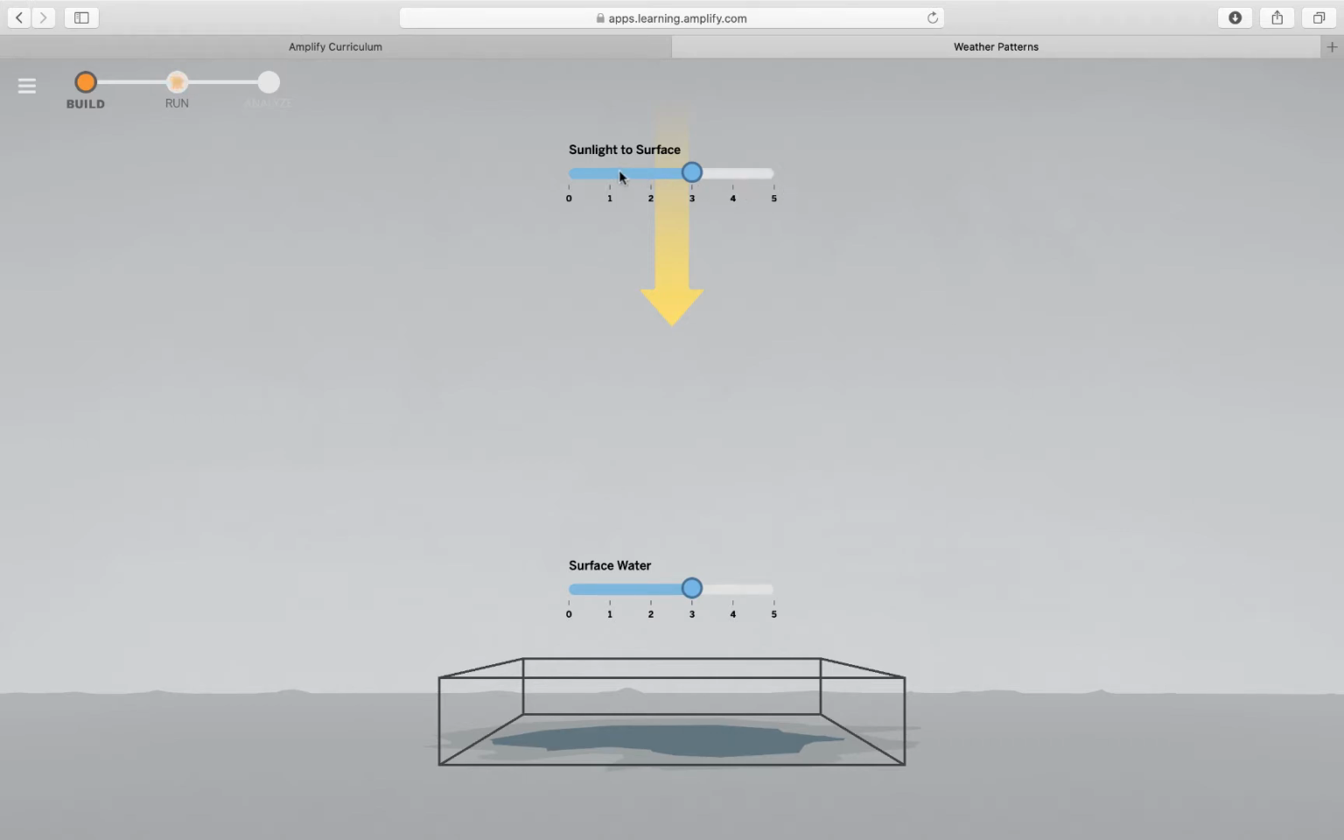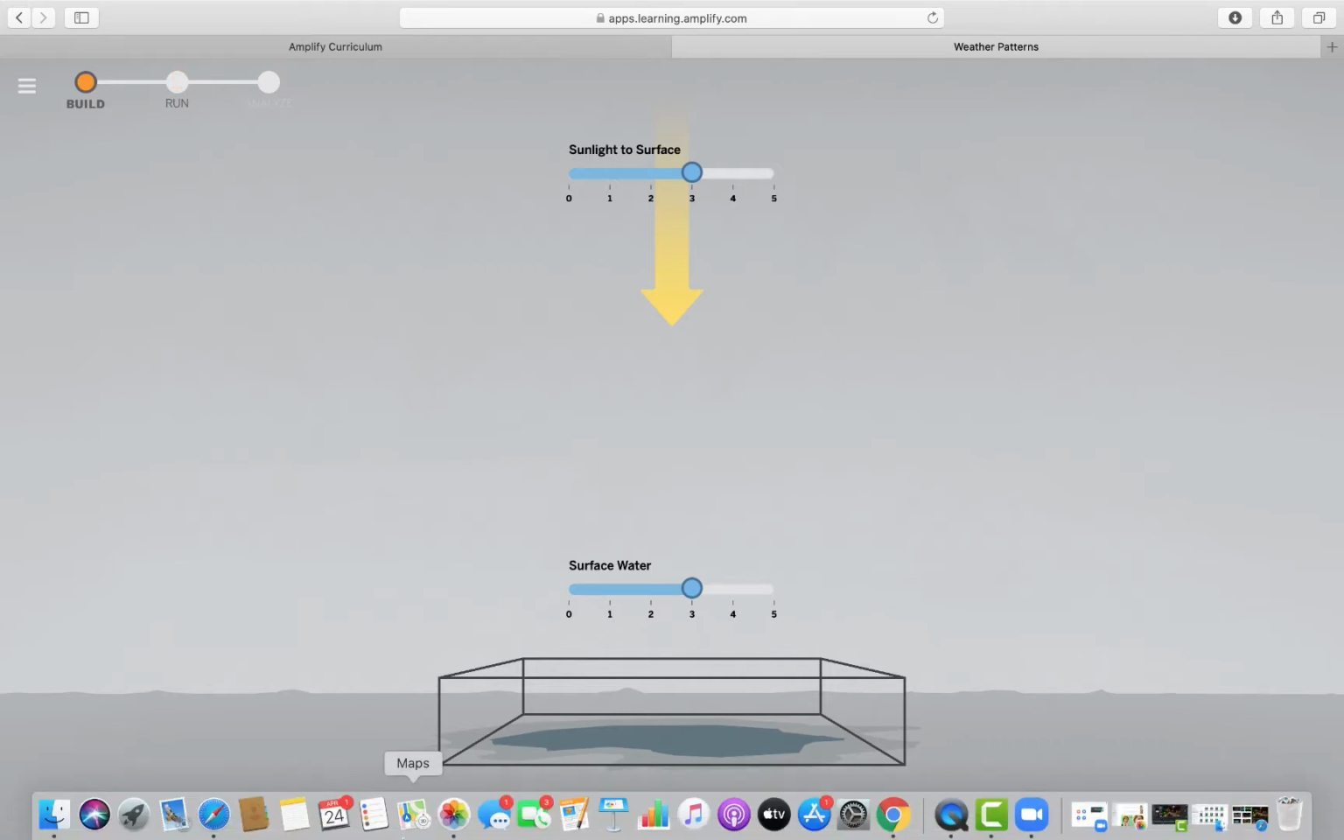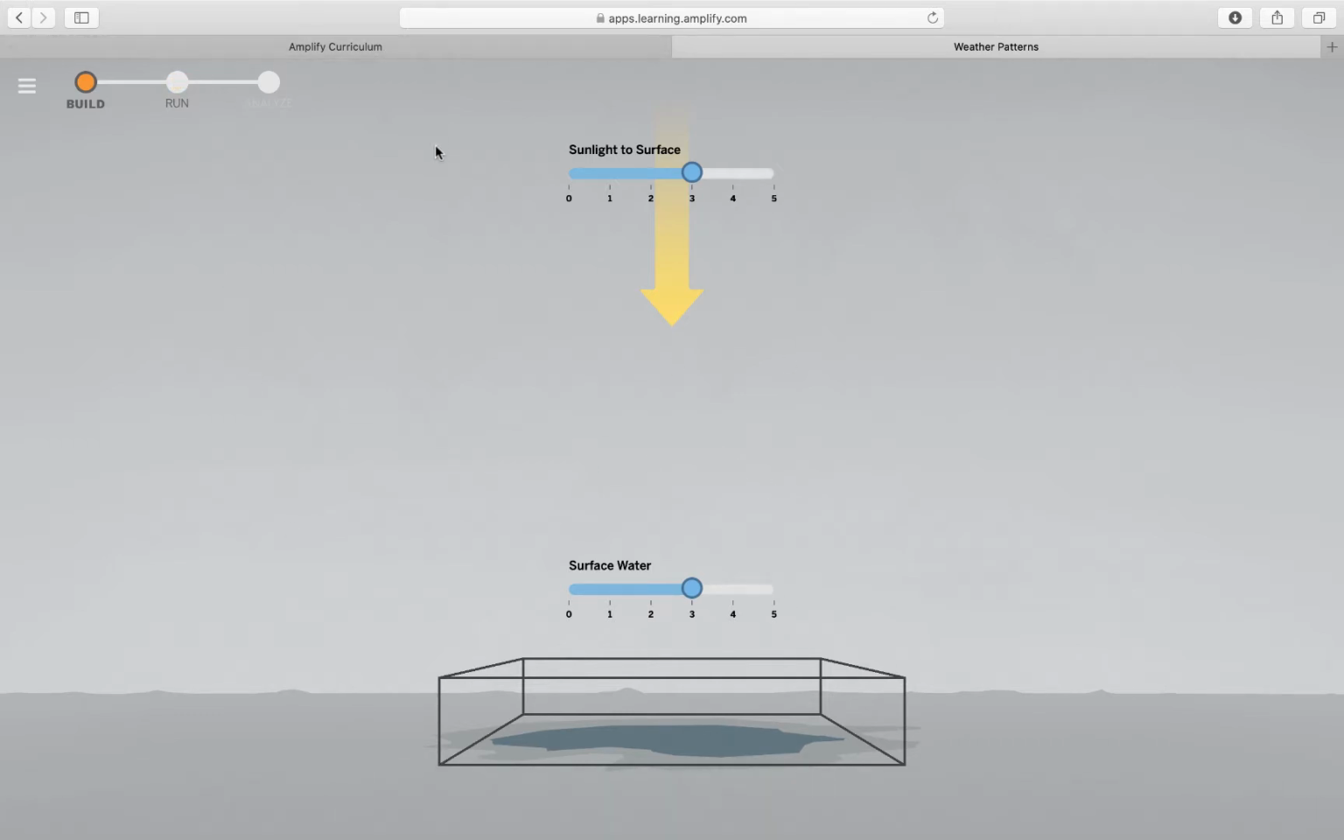You can see we can change the amount of sunlight to the surface, and we can change the amount of surface water. So today, what we are going to do is run 3 different tests trying to make different temperatures of air parcels. I'm going to do the first one with you. You can write down the data as we do it. And then you're going to do test 2 and test 3 on your own. So let's go ahead and try test 1.